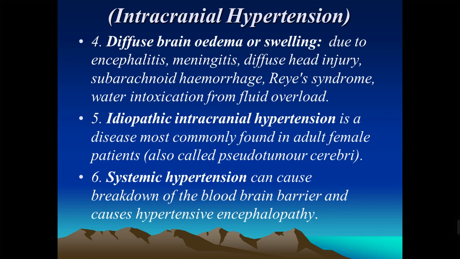Idiopathic intracranial hypertension, sometimes called pseudotumor cerebri, will be the subject of the second part of this lecture, inshallah. This disease is most commonly found in adult female patients. Systemic hypertension can cause a breakdown of the blood-brain barrier and cause hypertensive encephalopathy, and all these will result in increasing the intracranial pressure, I mean intracranial hypertension.